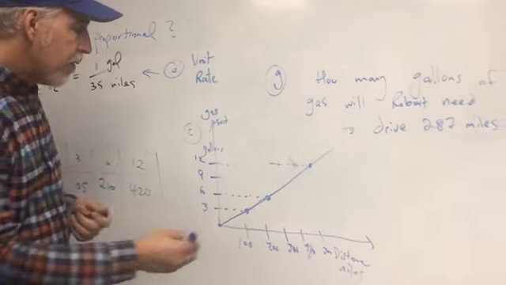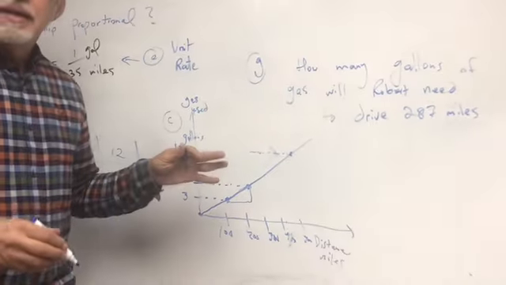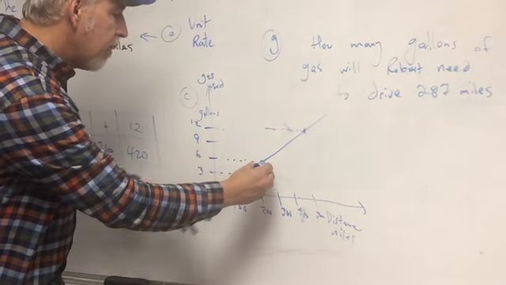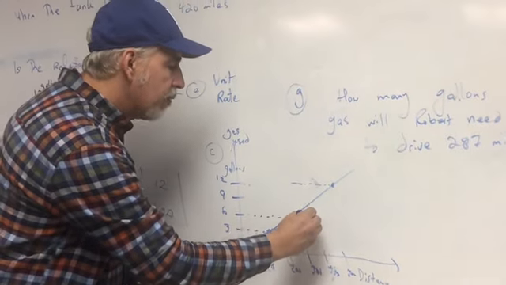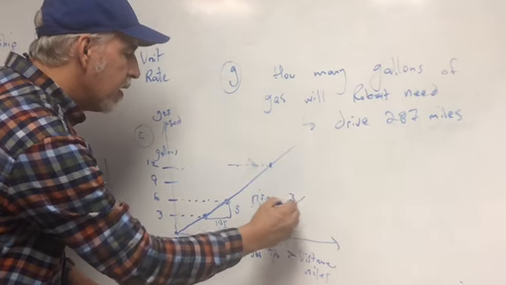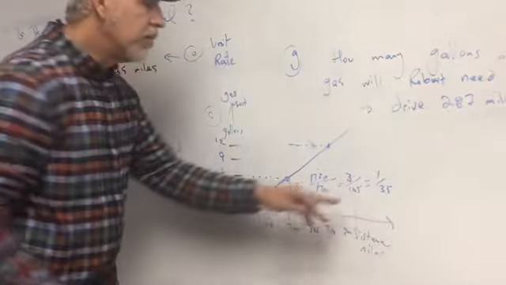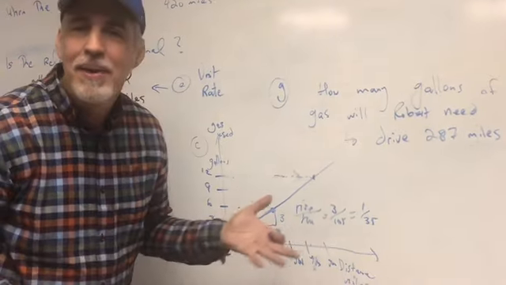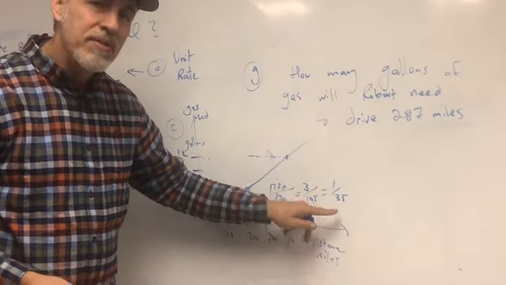Right here, we can put a triangle together, and once we do, we can realize that between here, it goes up 3 and over 105. Well, that's exactly what we had. Rise over run equals 3 over 105. In other words, when we reduce that, we get our golden number, 1 over 35. That's our slope. It's also the unit rate. Same thing, same thing.